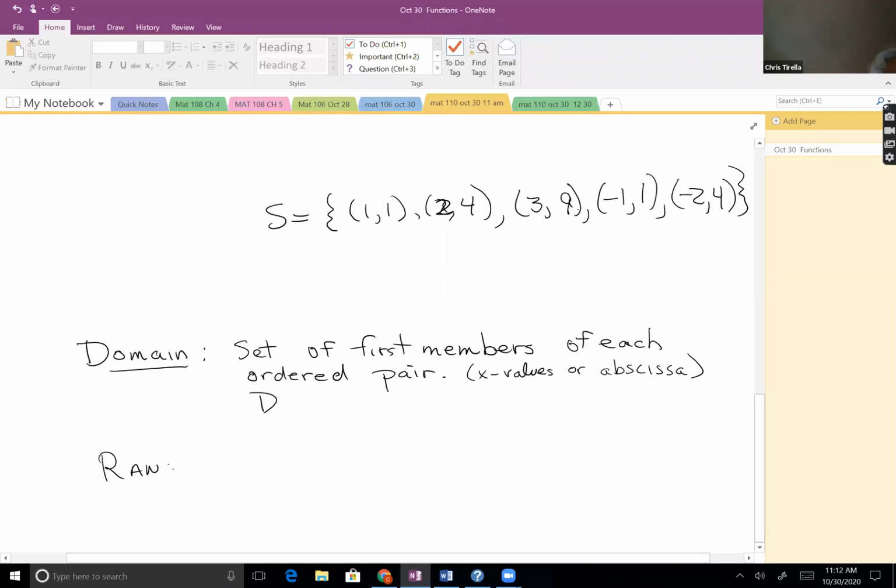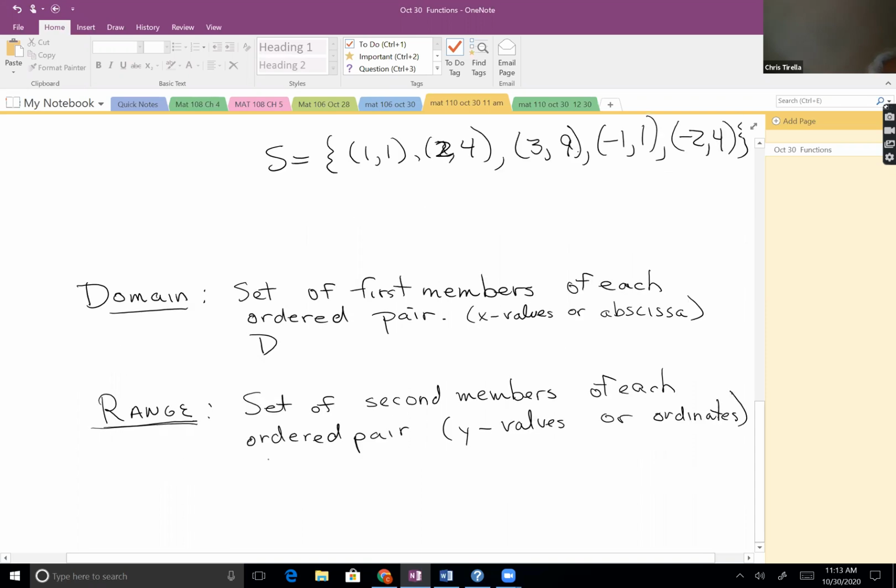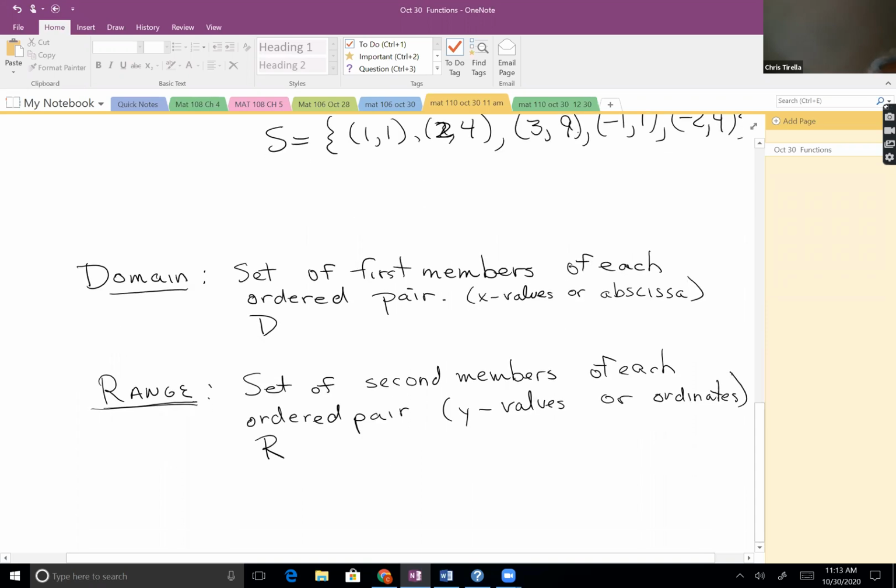We also look at what's called the range. And I'm guessing that you can probably predict what the range is. The range is the set of the second members of each ordered pair. So that would be like the y values or the ordinates. And a range would be represented by the uppercase R.